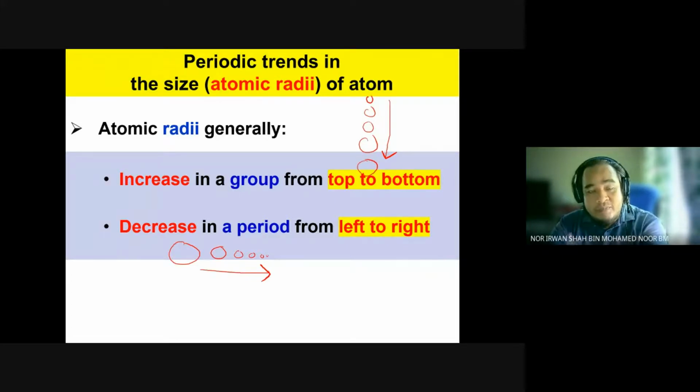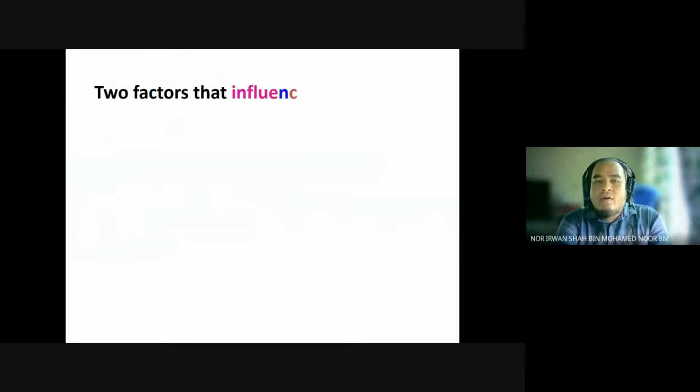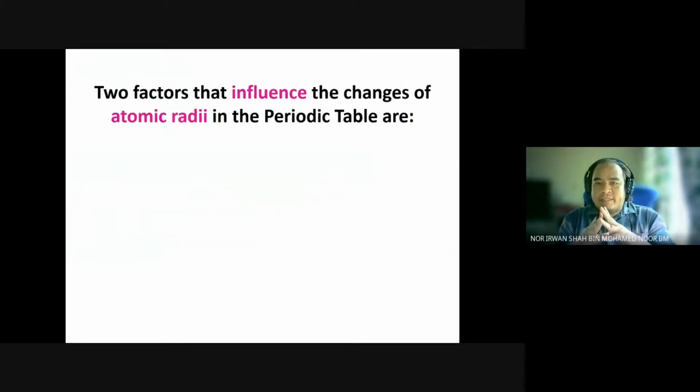Mungkin you guys nak tahu, kenapa jadi macam ni? Itu yang kita nak cuba explain ni. Why kalau kita move down a group, why the size is getting bigger? Why kalau kita move across a period, why the size of atom is getting smaller? So that is what we are going to look at dalam yang seterusnya ni. To explain this, actually there are two factors that we need to consider.